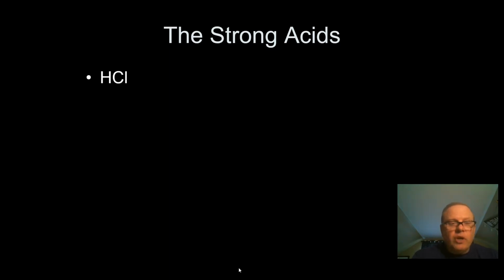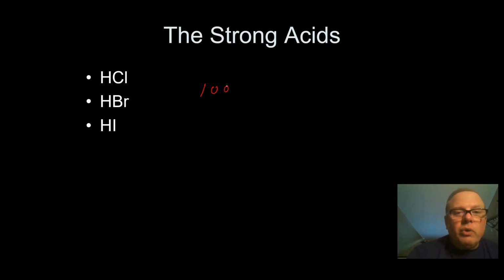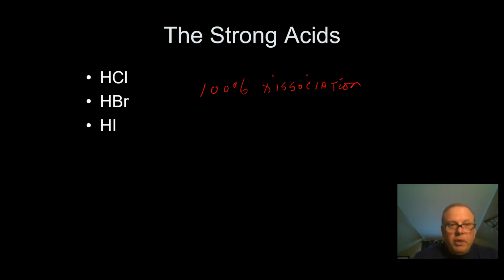Okay, the strong acids. Strong acids are as follows: hydrochloric, hydrobromic, hydroiodic. And what is it that makes an acid strong? What we have is 100% dissociation in water. That's why they are strong. So we don't ever do equilibrium problems with strong acids because they're 100% dissociated in water. There's no reversible reaction. When you start with something like hydrochloric and you put it into water, it goes one-way arrow into hydrogen and chloride. So strong acids are like that.